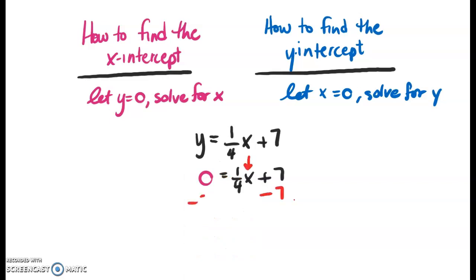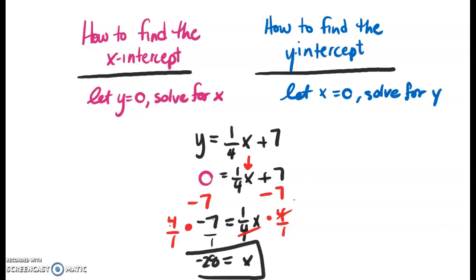So what I do is I first subtract 7 from both sides. I get 1/4 x on the right side is equal to -7. And then this is 1/4 times x. So I'm going to divide by 1/4, which would be the same as multiplying by 4/1. What I do to one side, I do to the other. The 4's divide out, I'm left with 1x on the right. And here I'll get 4 times -7, which is -28 over 1, so just -28. That's my x-intercept, or it would be the point (-28, 0).